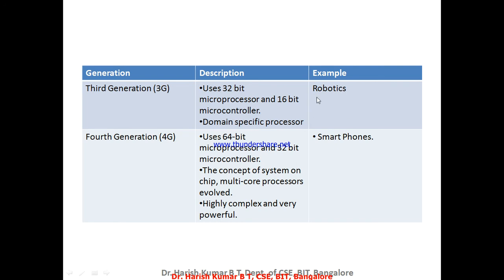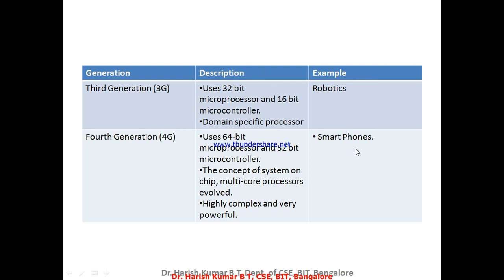Now, one such example is the robot which is used to pick the object from the conveyor belt, and the robot which can distinguish the objects itself, and the robots which are used for packing the objects or the items. Now, fourth generation, they started using 64-bit microprocessor and 32-bit microcontroller, and even the concept of on-chip, system on chip, and multi-core processors evolved, and they are more complex and very powerful embedded systems.